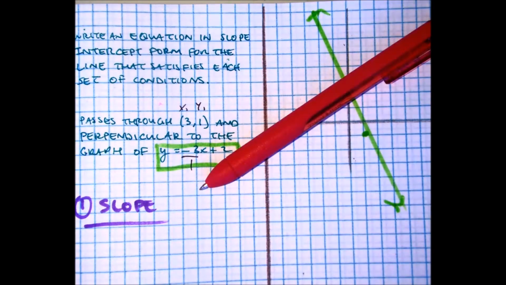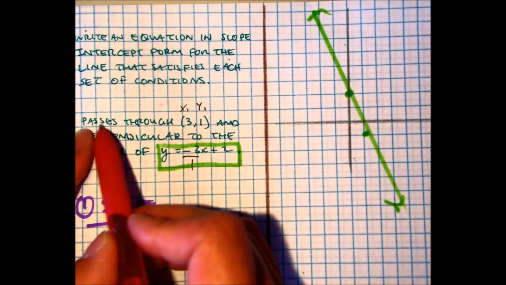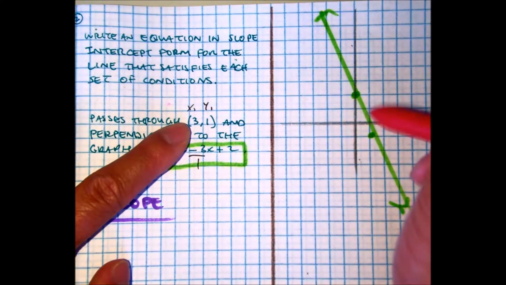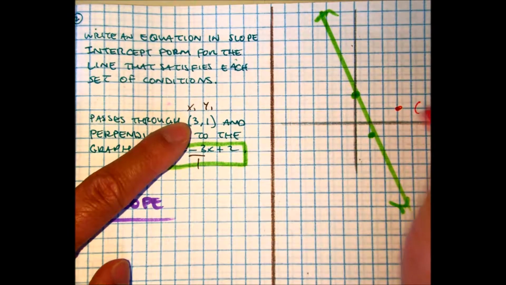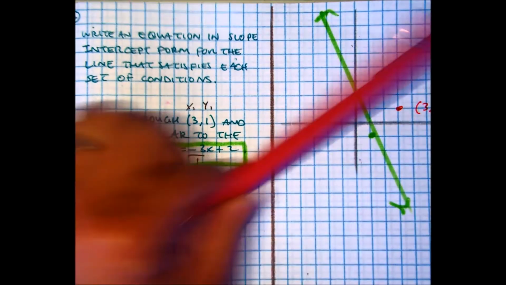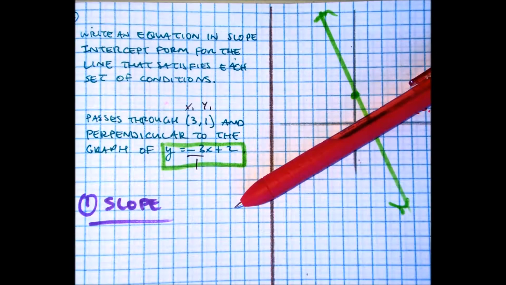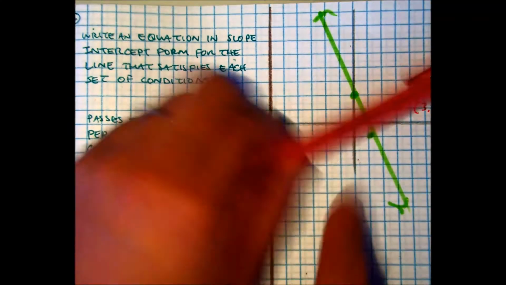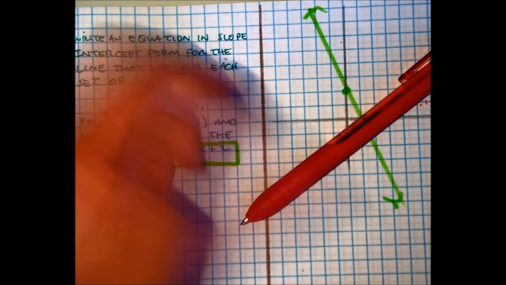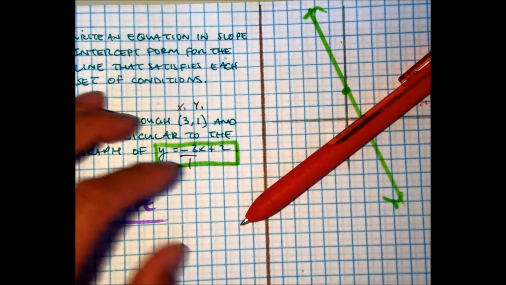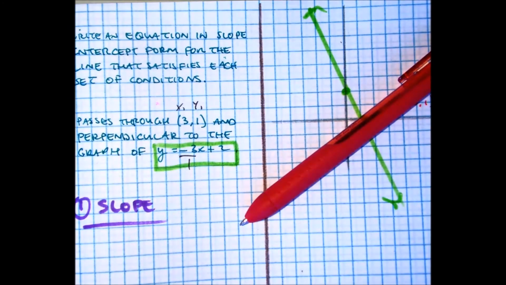Now it gives us another clue. The other clue is it passes through (3, 1). Right 3, up 1. So that tells us my graph's probably going to look something like this. This should help you with some ideas. I think my y-intercept is probably going to be somewhere most likely negative, and my slope is going to be positive.